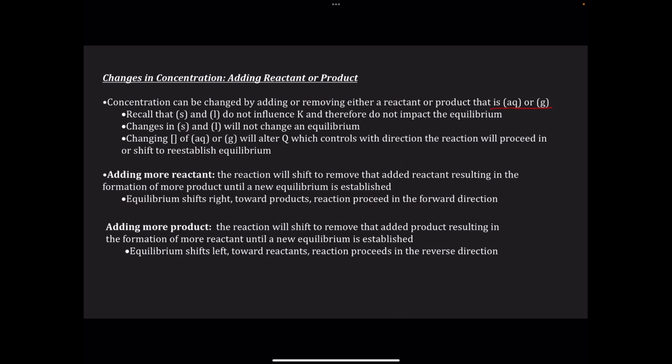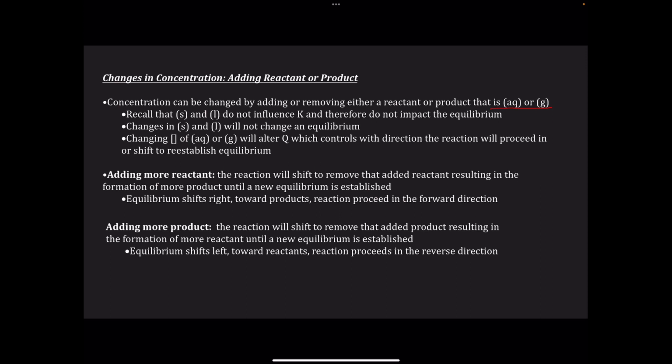The equilibrium shifts right towards the products. The reaction proceeds in the forward direction. Now, if we were to add more product, the reaction will shift to remove that added product, resulting in the formation of more reactants until a new equilibrium is established. The equilibrium shifts left towards the reactants. The reaction proceeds in the reverse direction.